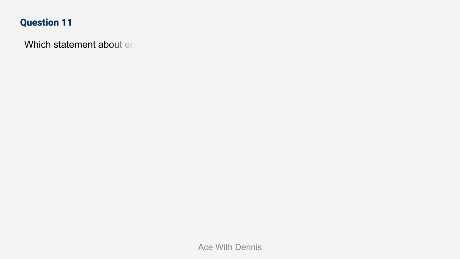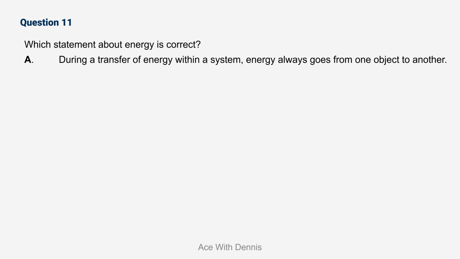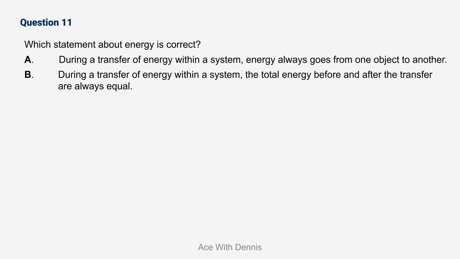Question 11. Which statement about energy is correct? A. During a transfer of energy within a system, energy always goes from one object to another. B. During a transfer of energy within a system, the total energy before and after the transfer are always equal.